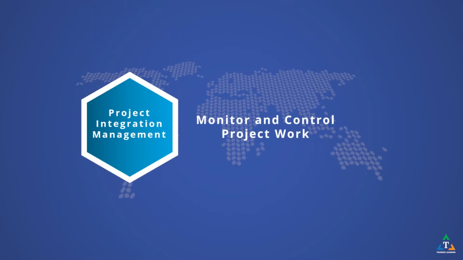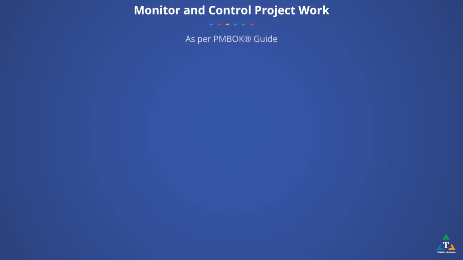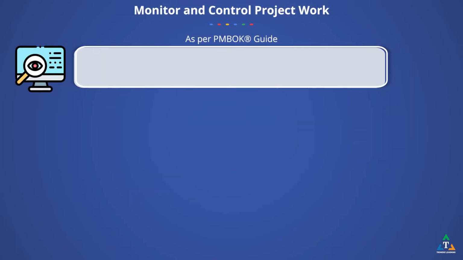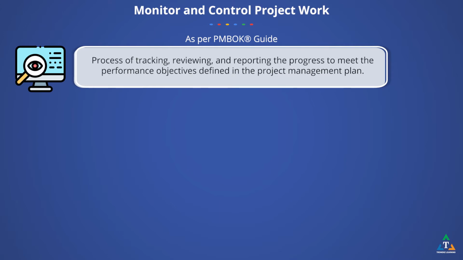Monitor and control project work. Monitor and control project work is the process of tracking, reviewing, and reporting the progress to meet the performance objectives defined in the project management plan.